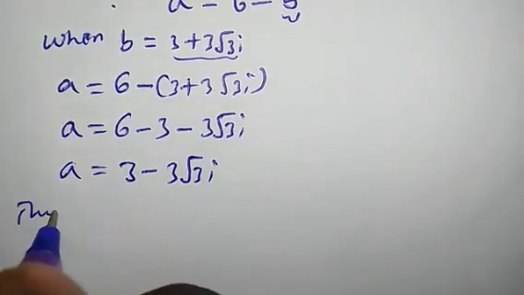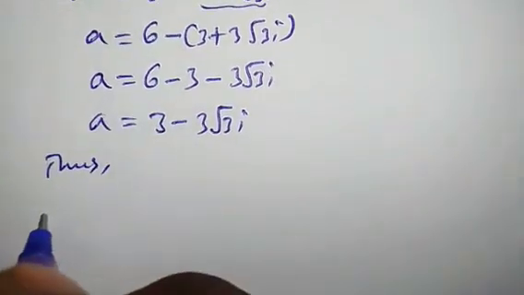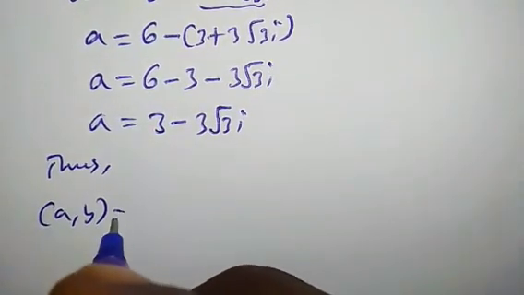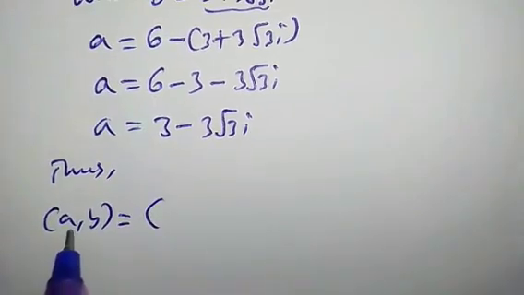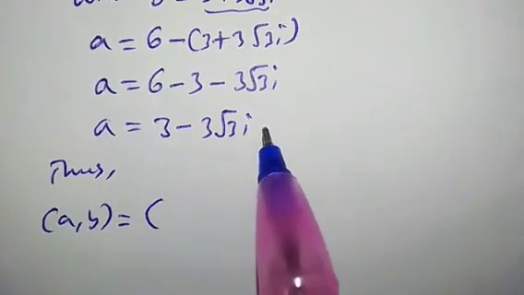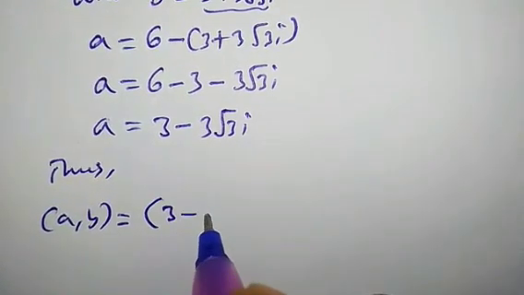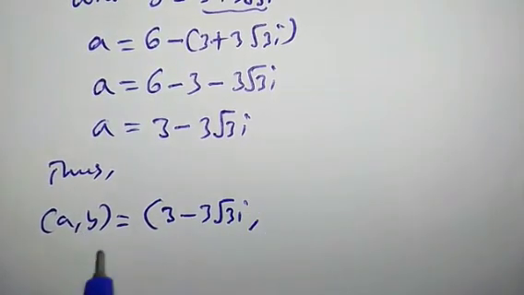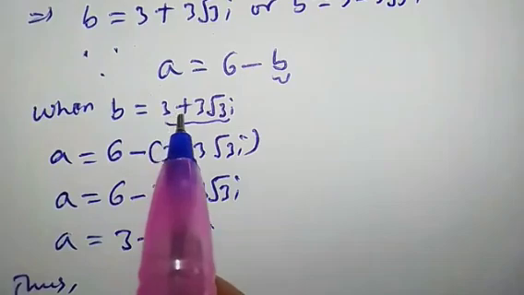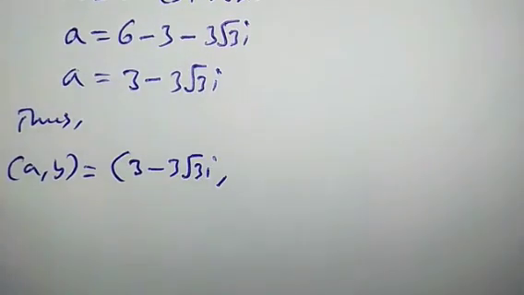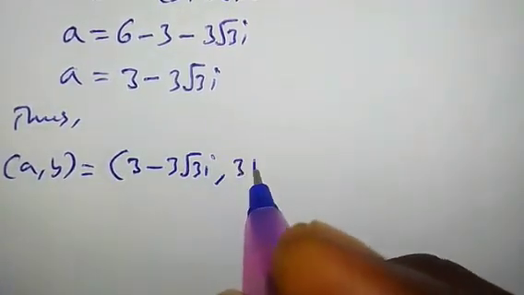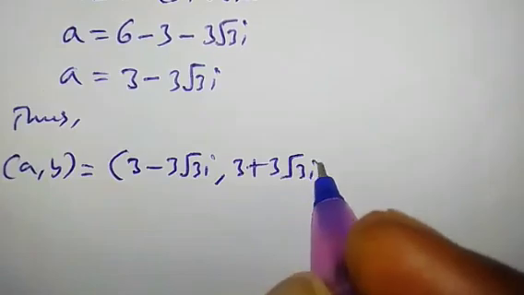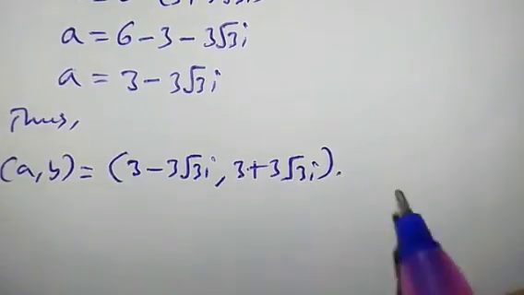Thus, the first solution, a comma b, is equal to, what is a? a is 3 minus 3 root 3 i, comma, and the value of b is 3 plus 3 root 3 i. This is the first solution.